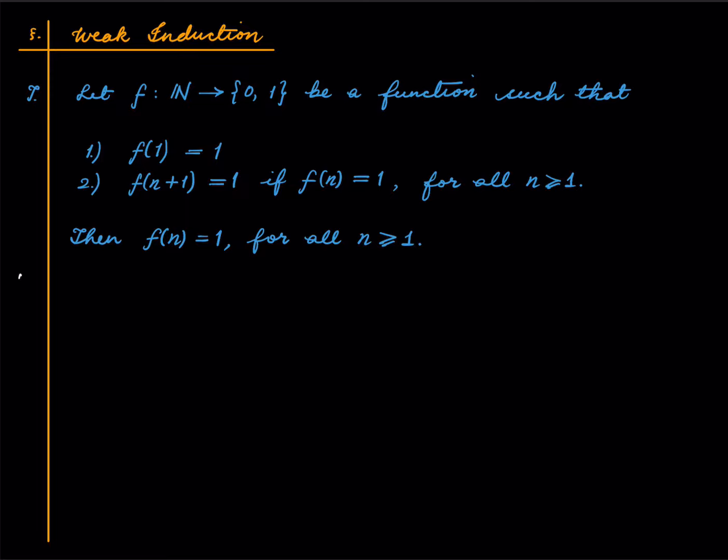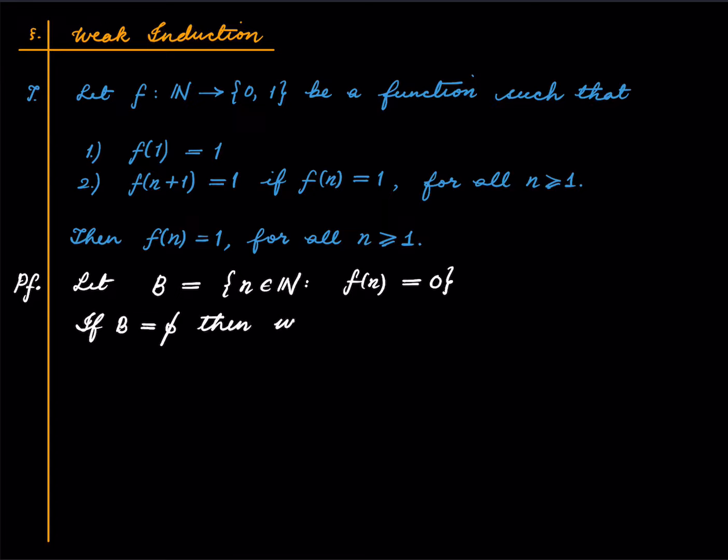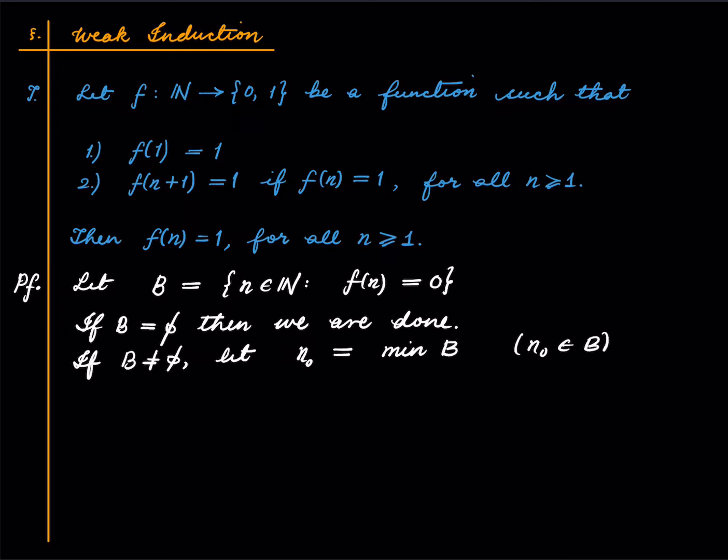So here is a proof using the well-ordering principle. Let B be those natural numbers for which f of n is 0. So again, this secretly stands for the set of all the bad natural numbers. If B is empty, then we are done. If B is non-empty, then let n naught equal the minimum element in B, and by the well-ordering principle, this lies in B. So n naught is an element of B. This is the smallest bad natural number.